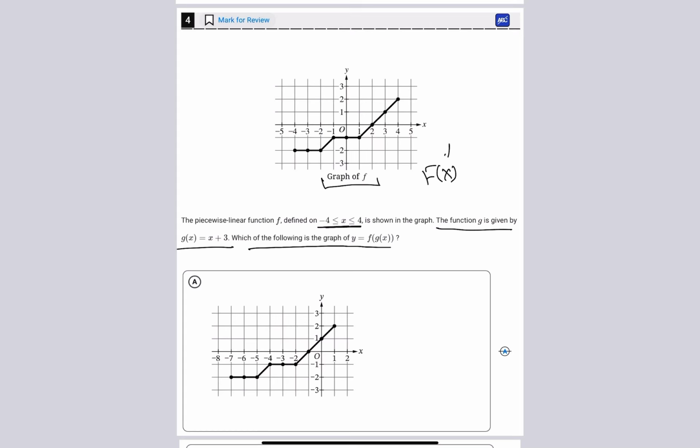Now, plugging in g of x, we must first understand what g of x equals. g of x equals x plus 3. Now, what happens if we add a number to the x value? How would the function shift?